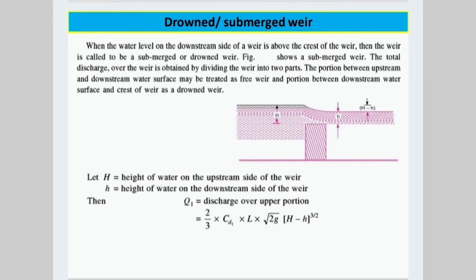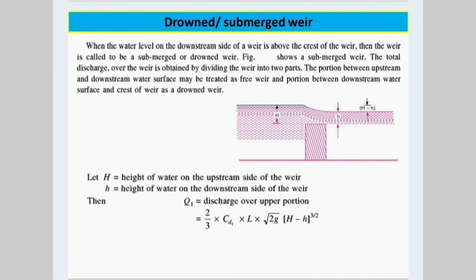Drowned or submerged weir. When the water level on the downstream side of a weir is above the crest of the weir, then the weir is called a submerged or drowned weir. The figure shown below shows a submerged weir. The total discharge over the weir is obtained by dividing the weir into two portions. The portion between upstream and downstream water surface may be treated as a free weir, and the portion between downstream water surface and crest of the weir as a drowned weir.